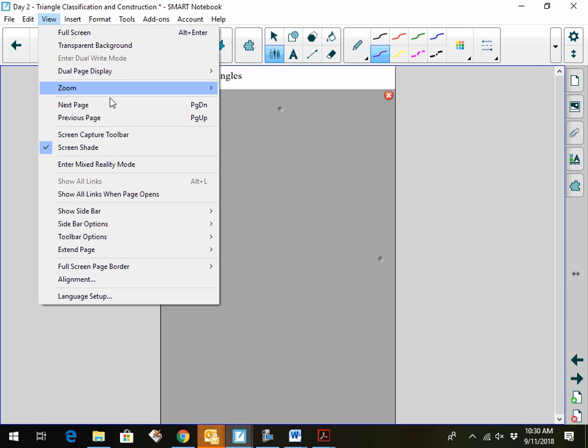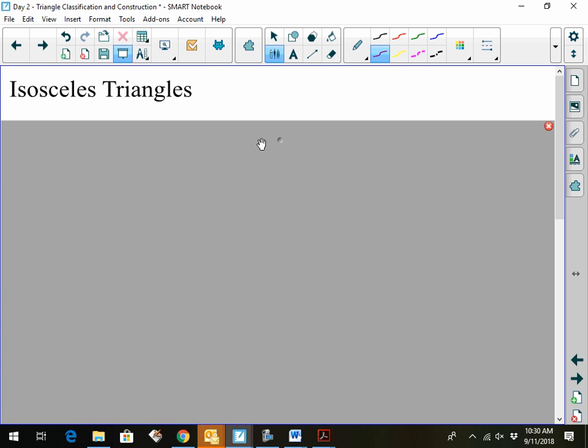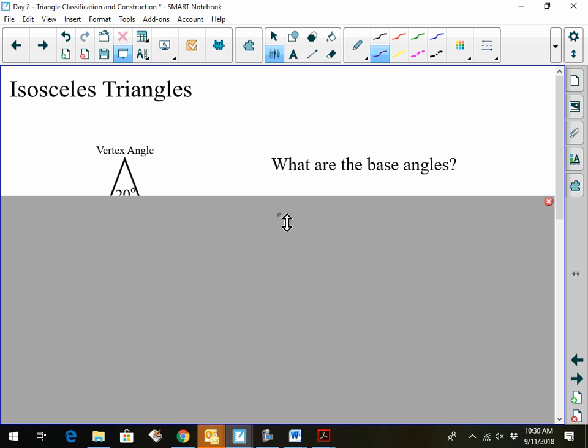So let's look at isosceles triangles specifically. Here is a picture of an isosceles triangle.